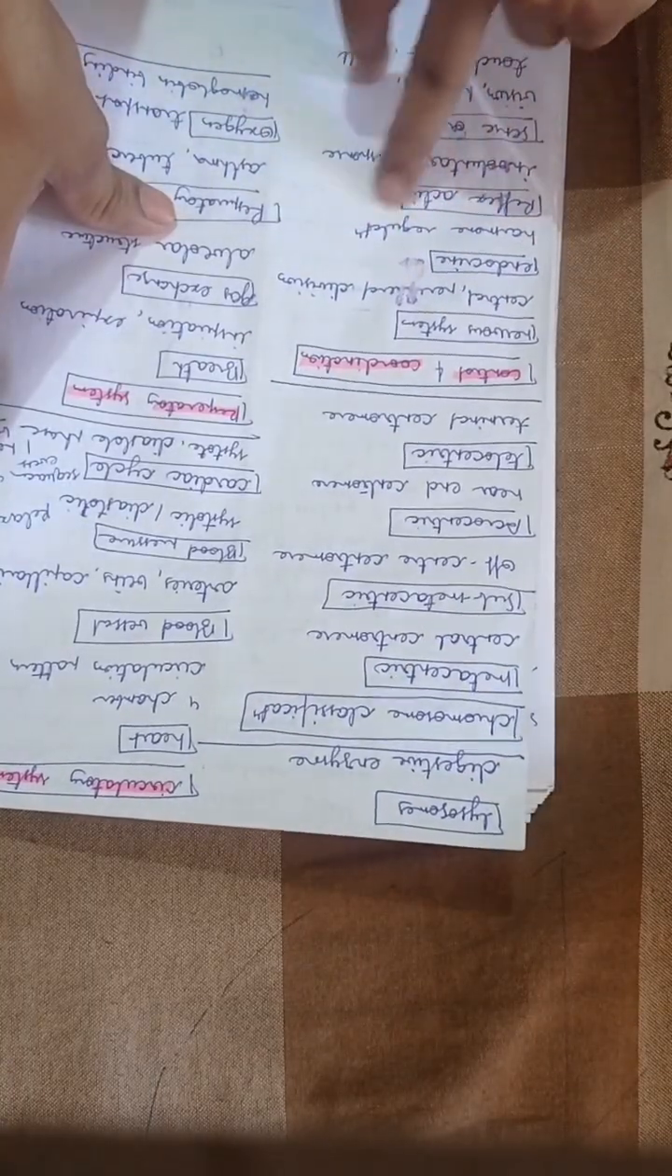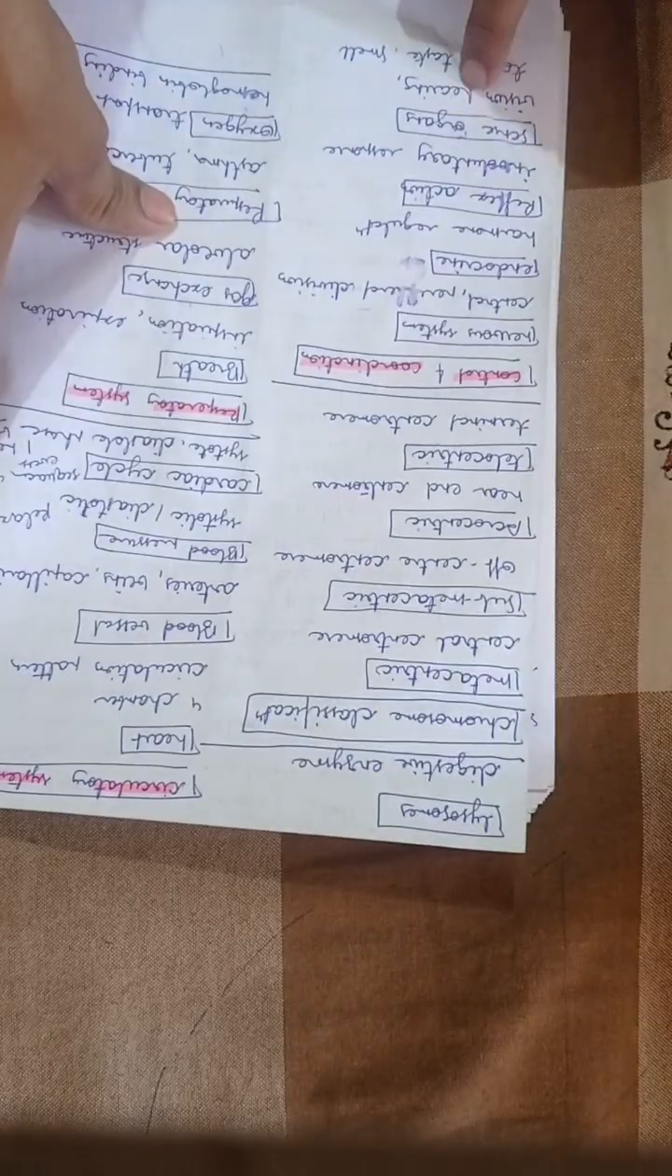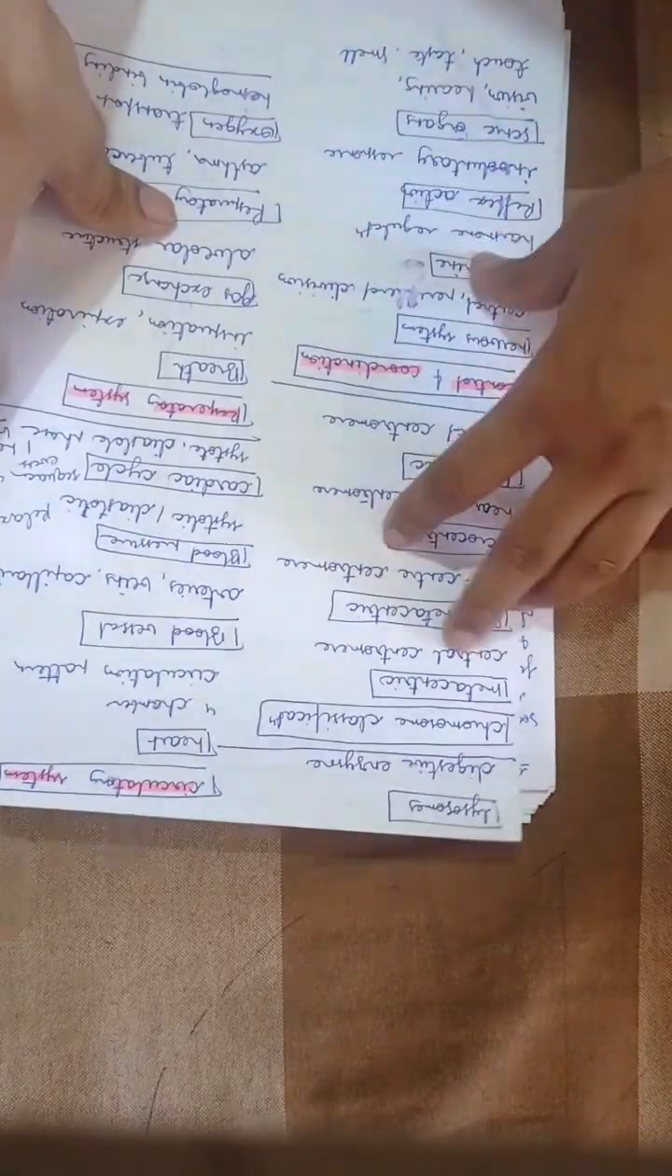Then endocrine, so hormone regulation. Then reflex action, involuntary response. Then sense organs, so vision, hearing, touch, taste, and smell.